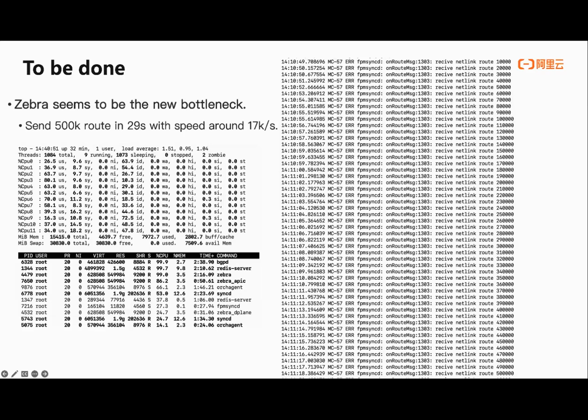But here this shows that Zebra takes about 99% CPU utilization, while FPM sync D and other parts do not. So from this, I think Zebra might be the bottleneck. Hey, let's take a step back. It doesn't quite work that way. Zebra is multi-threaded itself, so that CPU percentage number is meaningless. You can't make that conclusion from those facts.